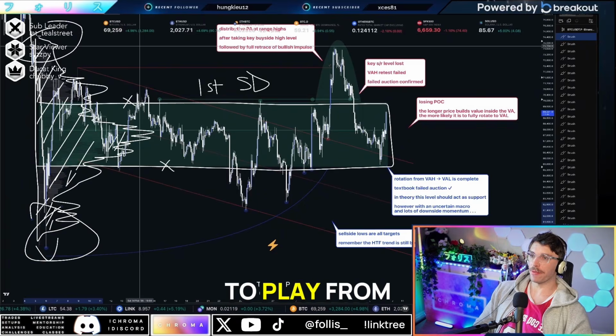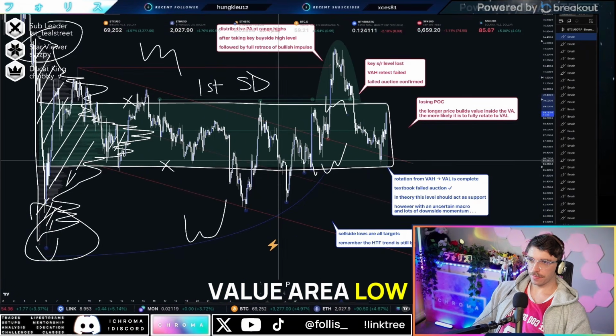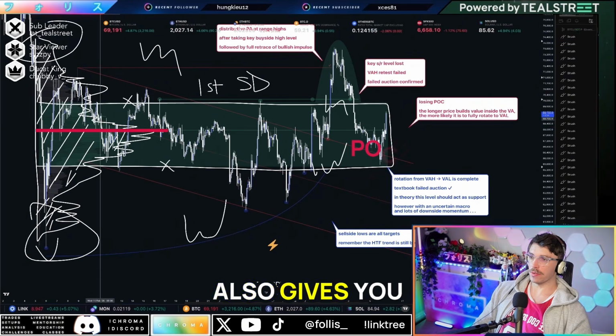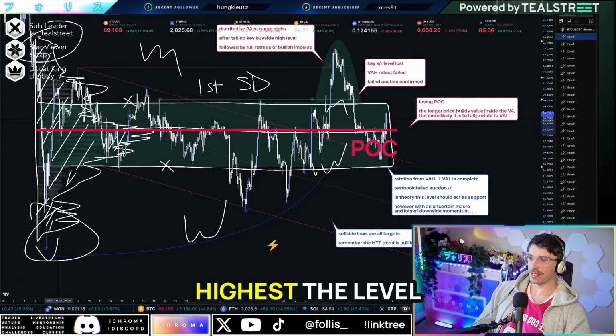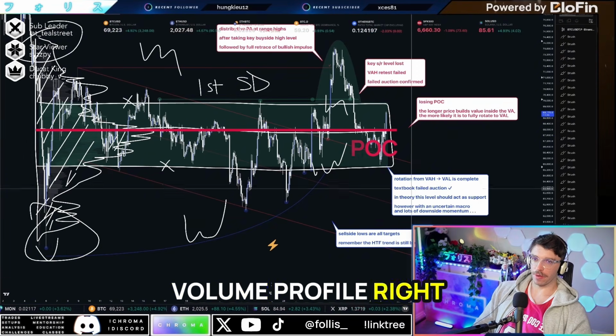You always want to play from the extremities, right? Play from the extremities of value area high, value area low, and sit on your hands when price is in the middle. Don't diddle in the middle. And it also gives you this level, which is the POC, the point of control, which is the level of the highest amount of volume in that volume profile, right?